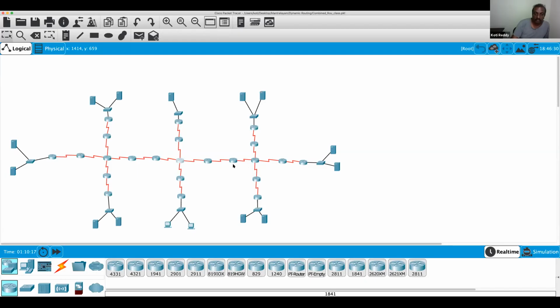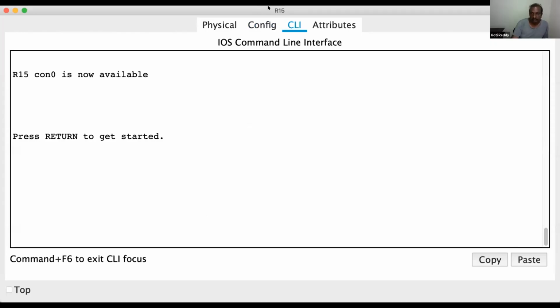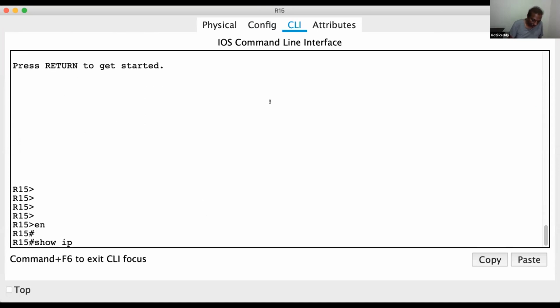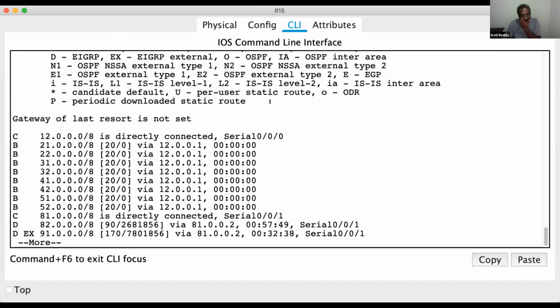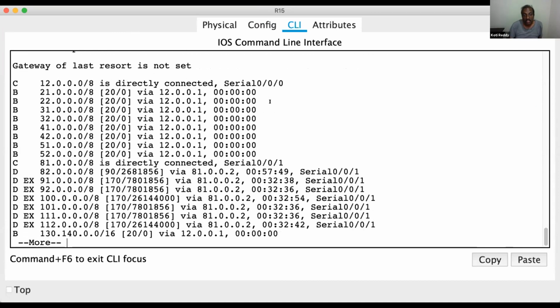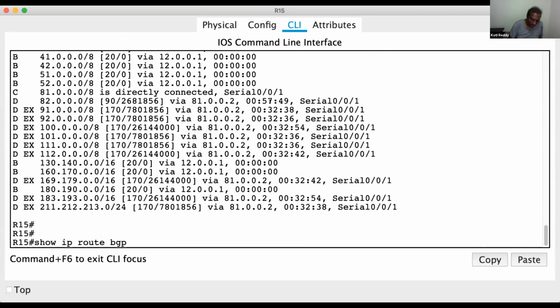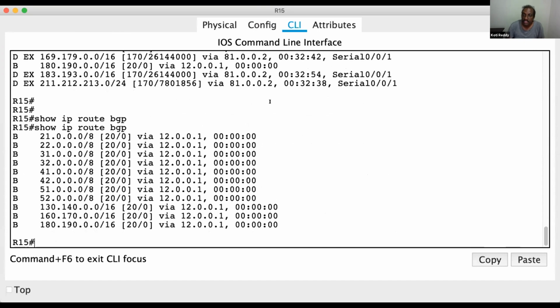So I go to R15, I say enable, I say show IP route. When I say show IP route, now I can see all these routes. And all these are what? BGP routes, right? Show IP route BGP. It shows all these are BGP routes on R15.